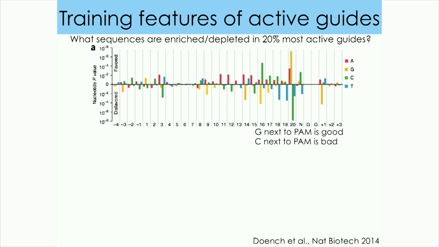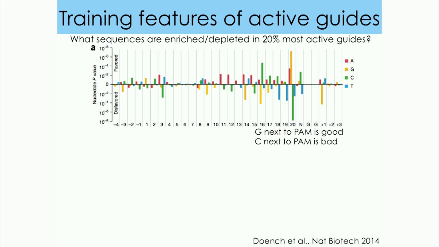So first off, the most obvious thing that they pointed out was that if you have a G next to the PAM, this now here on the y-axis, these are things that are favored. Down on the bottom, those are things that are disfavored. So if you have a G at this position next to the PAM, that's really good. If you have a C down here, that seems to be pretty bad. And that seems to happen across a lot of different targets, a lot of different places where these map, and a lot of different cell lines.